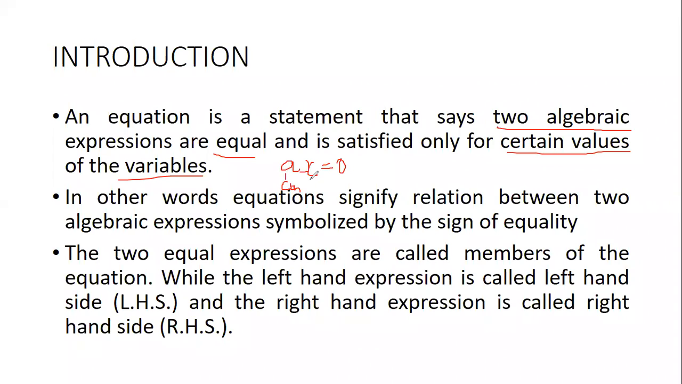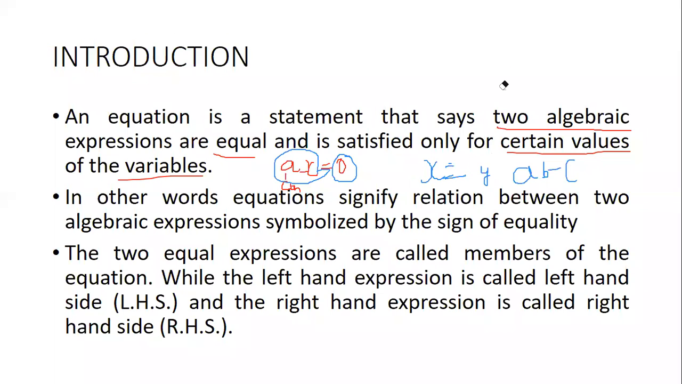So two algebraic expressions are equal. There is one expression on this side and one expression on the other side. So this is a simple equation of ax is equal to 0. You might also get an equation like this: ax is equal to by, where a and b are constants, meaning numbers.